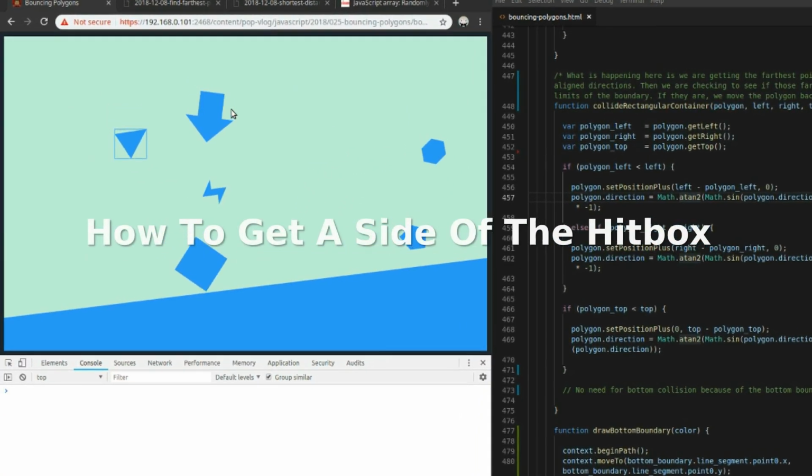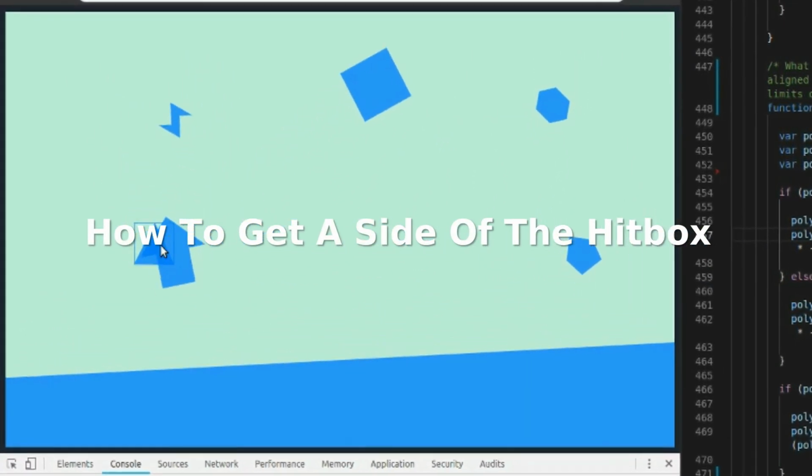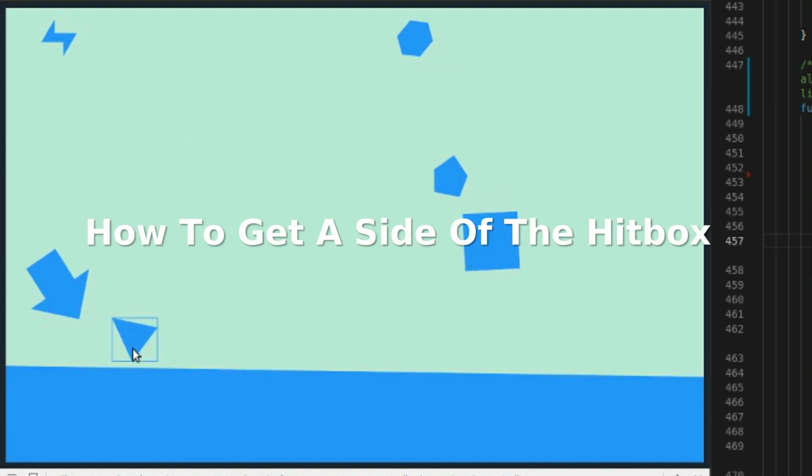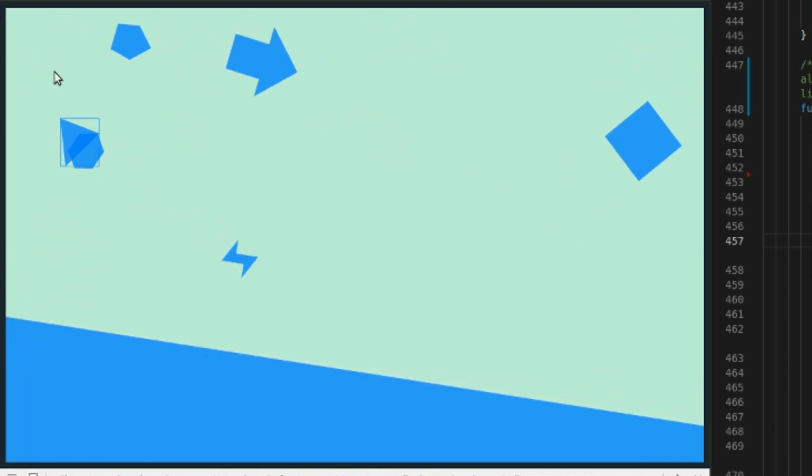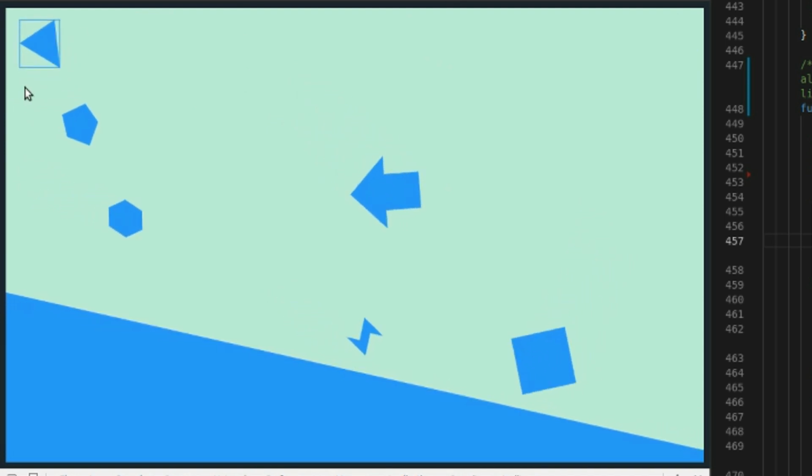So first of all, what is an axis aligned bounding box? What is a hitbox for this polygon? So this triangle right here has a rectangular hitbox. You can see that pretty clearly. I have it drawn around there.